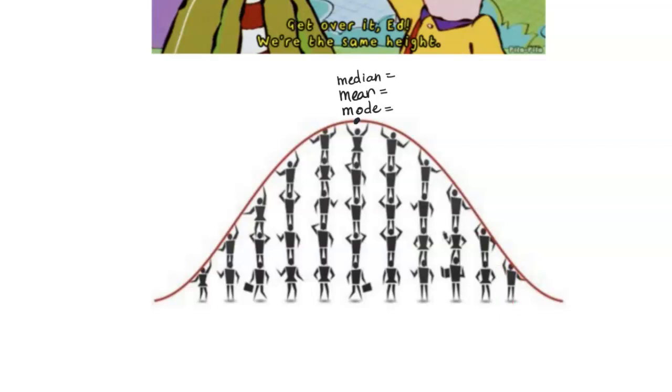Okay, so the main key to this part is that if you have a data set that is normally distributed, then your mean, your median, and your mode will be exactly the same, and it occurs directly at the top of your normal distribution curve.